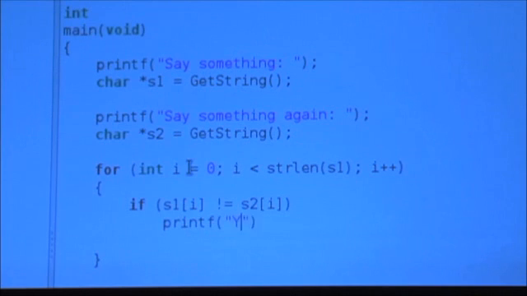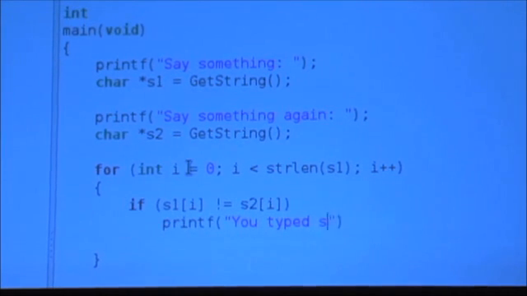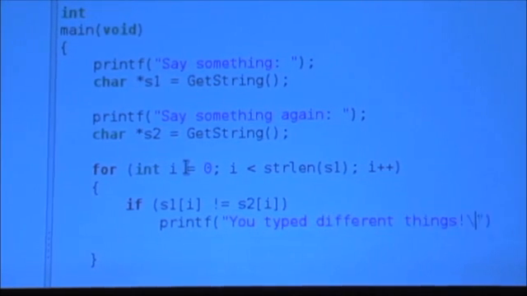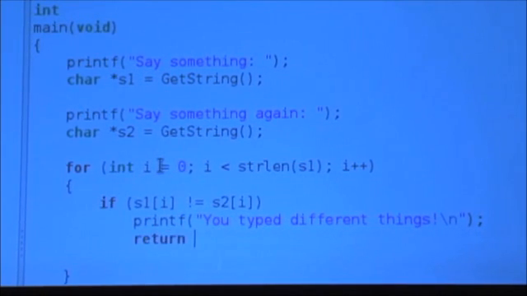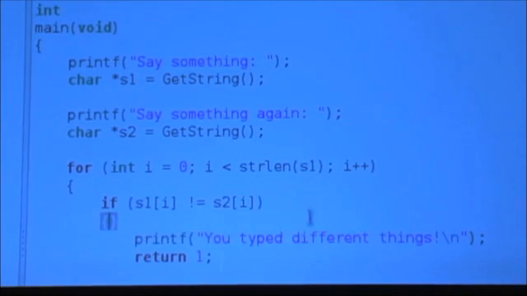Well, I can say you typed different things, semicolon, and then I can quit, right? So let's say return 1, because something bad happened. That's an error. But not quite, right? I just made a bug. Right, so we need the brackets. Otherwise, only one of those lines will actually get executed. So let me go back in here.